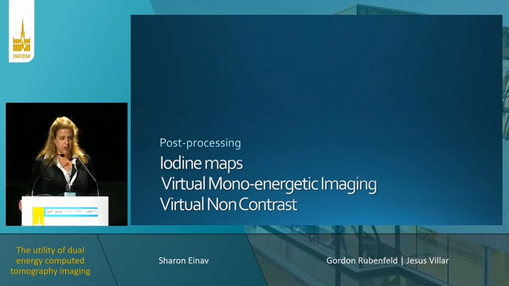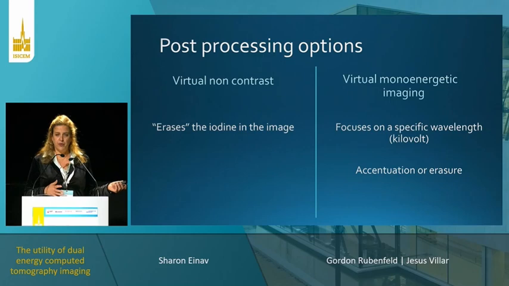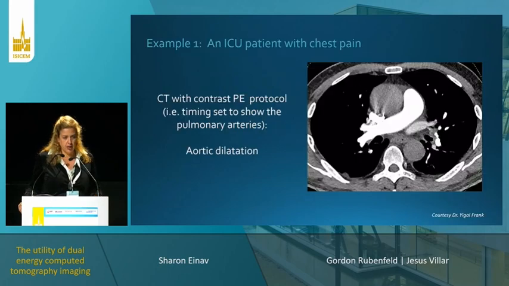Post-processing can be done to the image, to the iodine maps, with what is called virtual monoenergetic imaging and virtual non-contrast. I'll give you several examples of these methods, but first a brief explanation. With virtual non-contrast, you can take the images, erase the iodine from the image, and then look at it again. And in virtual monoenergetic imaging, you can focus on a specific wavelength, break it down to focus on a specific finding, and then you can either accentuate it or erase it.